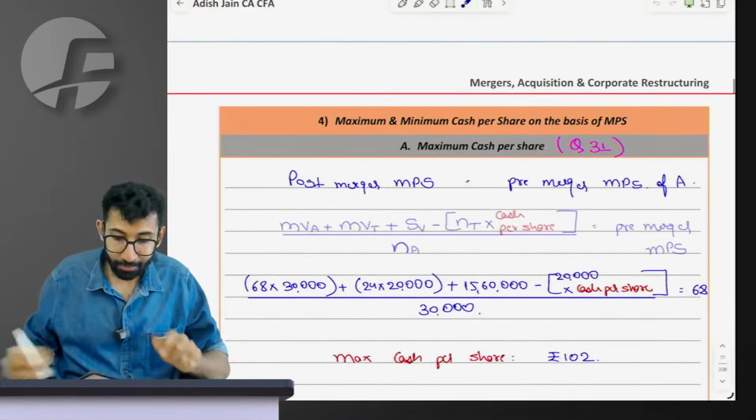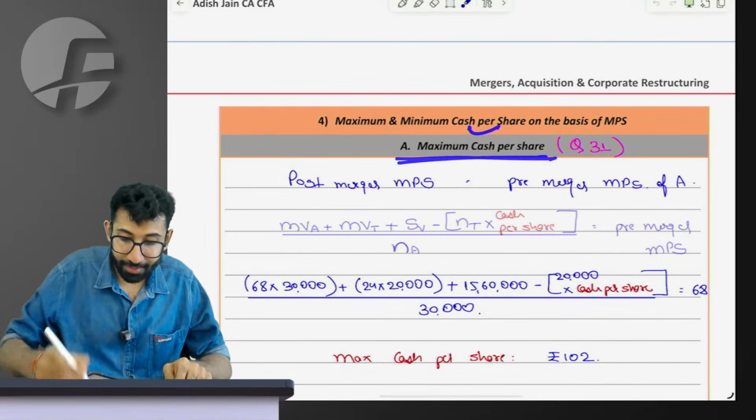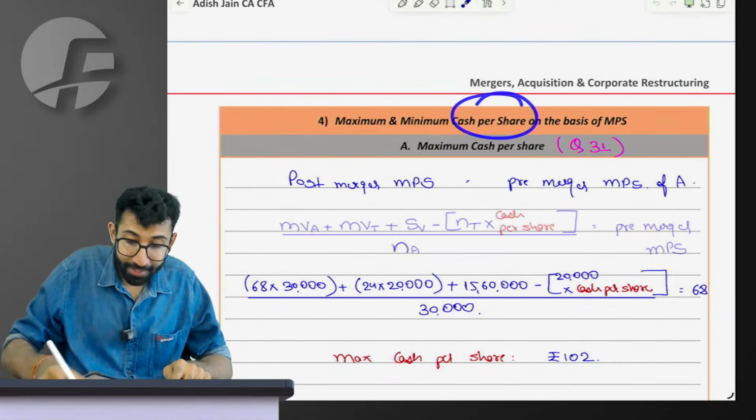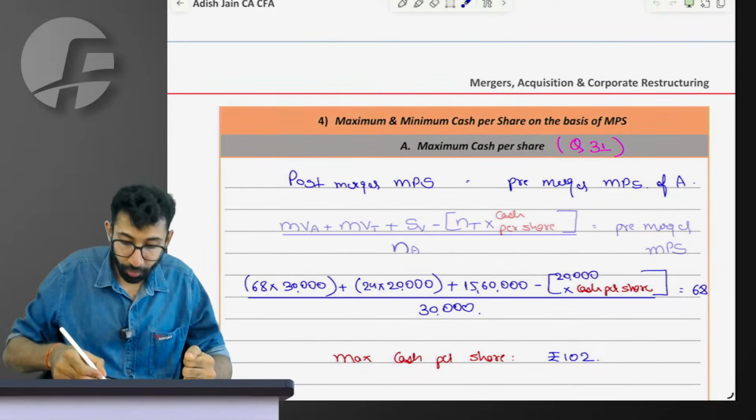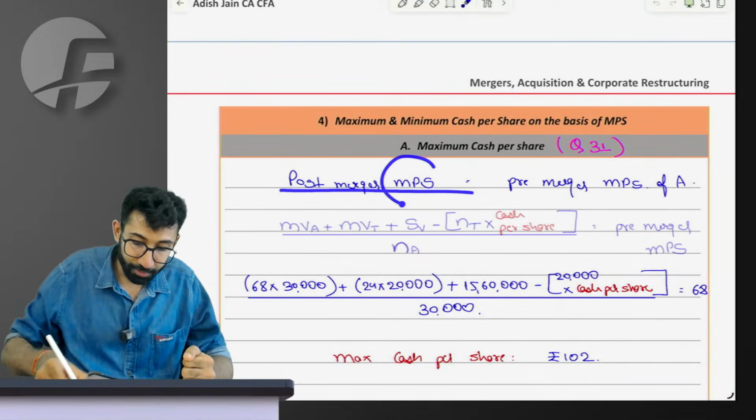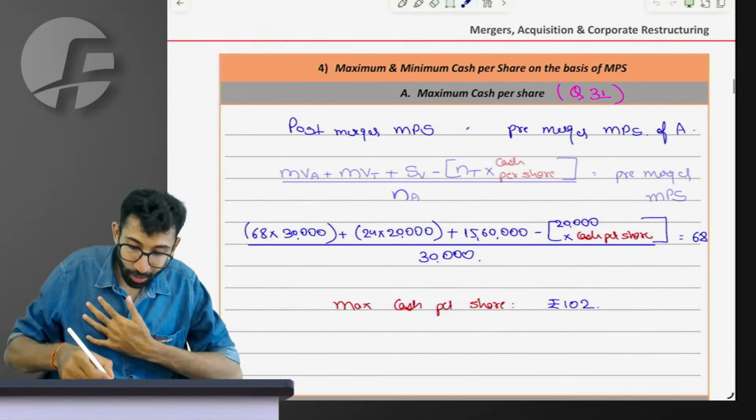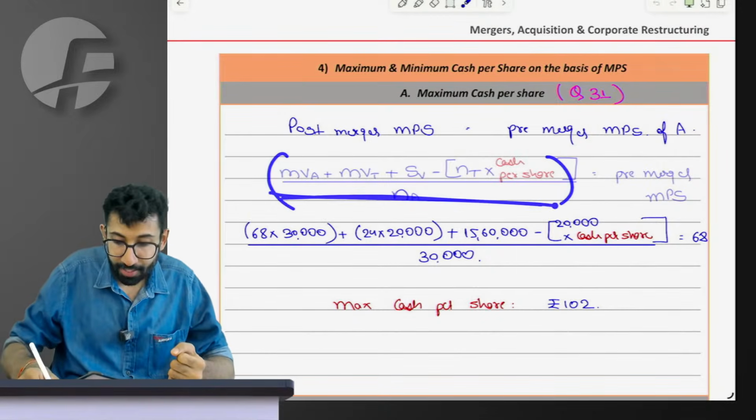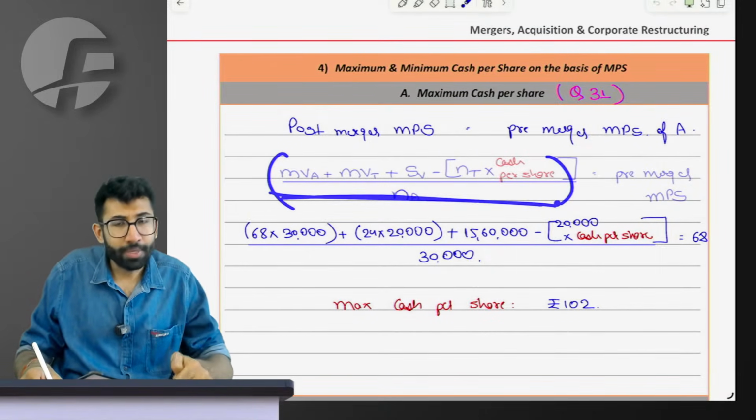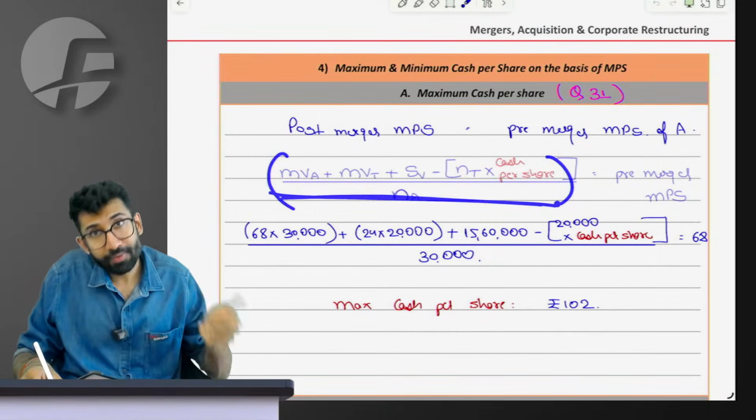Now thinking maximum minimum, who decides max? Acquirer. He will say max cash per share, how much can we give you? Such a cash per share that post-merger MPS equals pre-merger. Common sense. So how do you calculate post-merger in this case? Is it a PAT into PE approach? No, it is a value plus value approach.